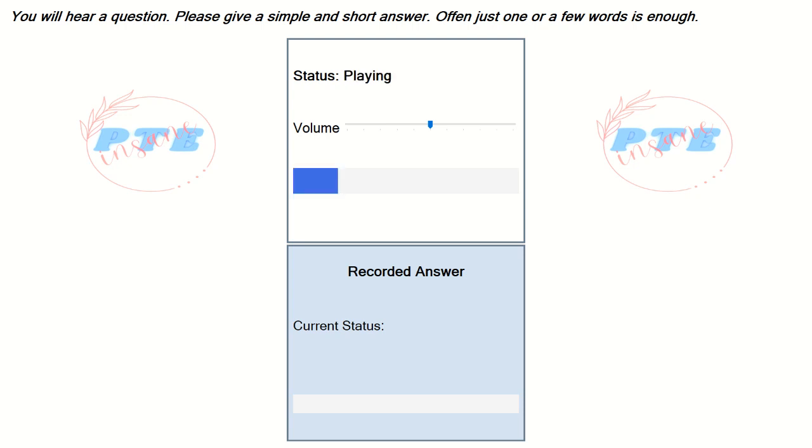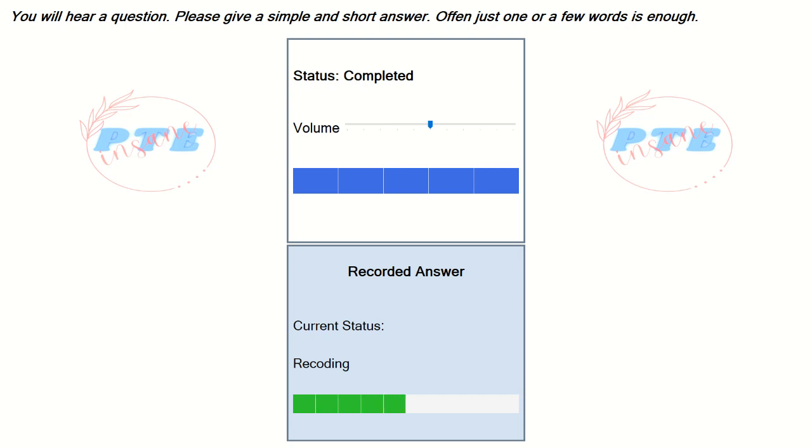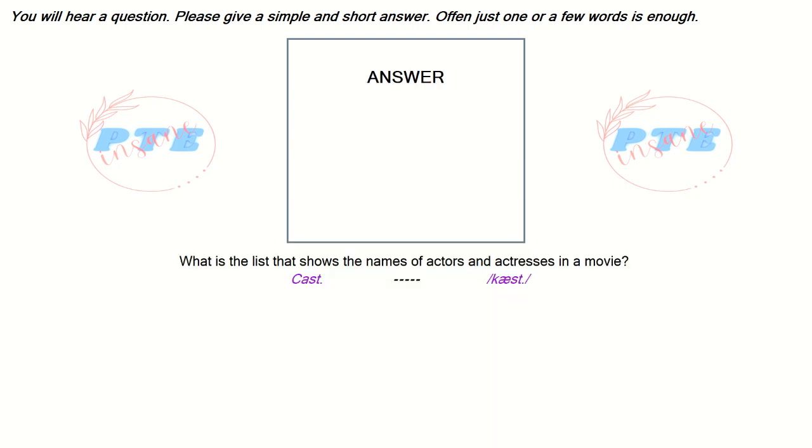What is the list that shows the names of actors and actresses in a movie? Cast.